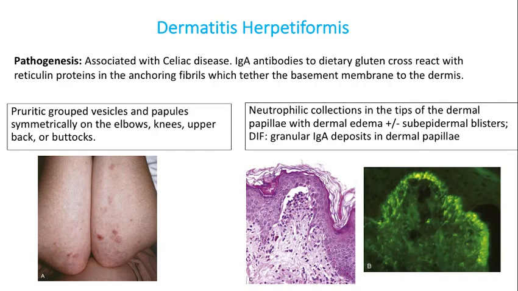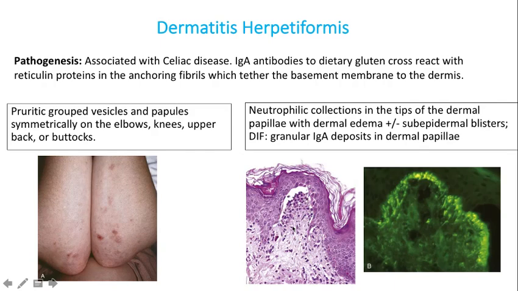Right? So again, we get blisters, but they look very different clinically and pathologically in dermatitis herpetiformis. These are extremely itchy, grouped little vesicles and papules. They're pretty symmetric, and they're often located on the extensor surfaces of the elbows, the knees, the upper back, or the buttock. If you biopsy one of these extremely itchy vesicles, under the microscope, we see collections of neutrophils sitting in the dermal papillae, which is this projection of the dermis, right, that sticks up here.